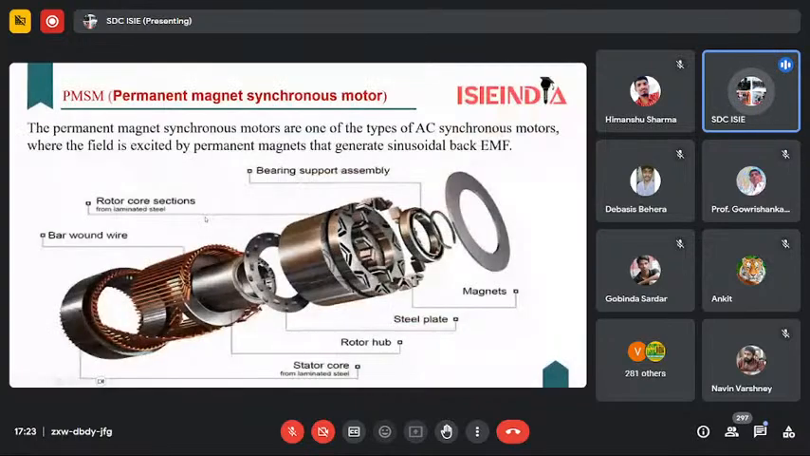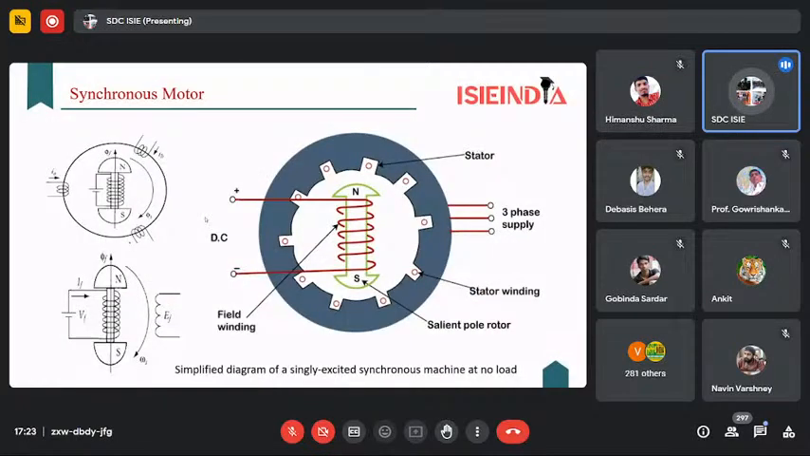And it also depends upon the poles. We will calculate the various speed, which is 120 f by P. According to that, you will get a synchronous speed. At a minimum number of poles, the maximum speed will be 3000 RPM.